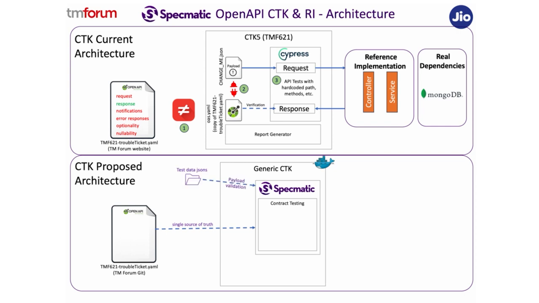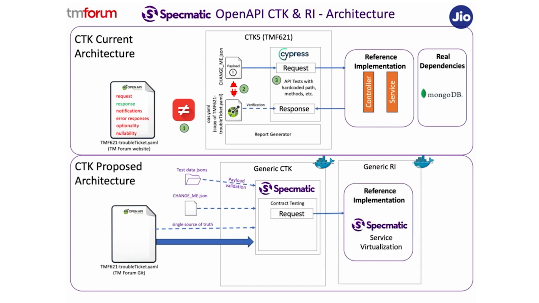All payloads that are required for the reference implementation are also externalized, which gets mounted into the Docker image. And when we mount these payloads, we actually also do the validation against the specification. And then the config file just points to where your reference implementation is running so that we can make a request. So Specmatic will construct a request from the payload and send it to the reference implementation.